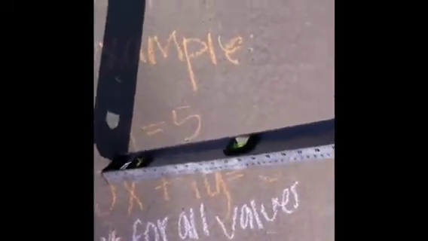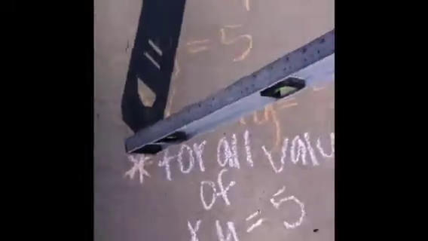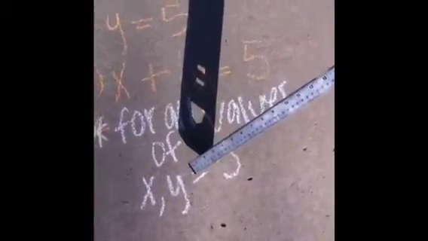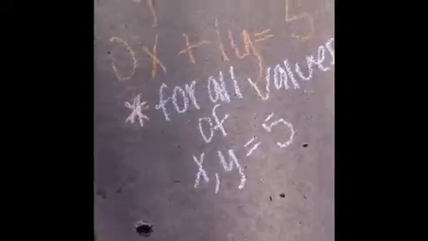Then you would draw your equation, which is 0x plus 1y equals 5. Remember, for all values of x and y, it always equals 5. Or not every time it's 5, but you know.